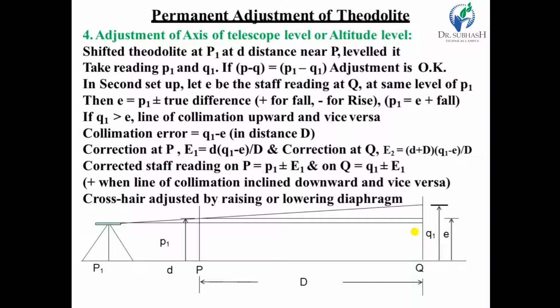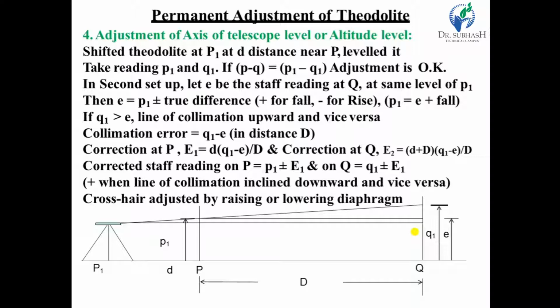In the second step, let E be the staff reading at Q at the same level of P1. Then E is equal to P1 plus or minus the difference, plus for fall and minus for rise. If Q1 is greater than E, then the line of collimation is upward, and vice versa. Collimation error is equal to Q1 minus E.